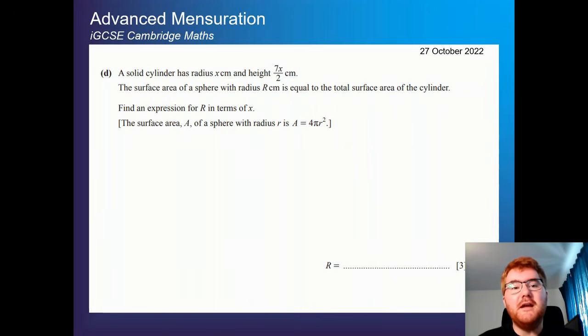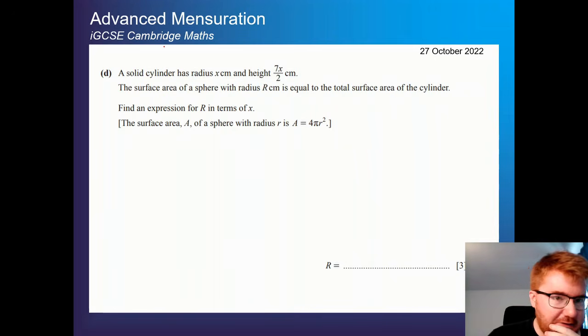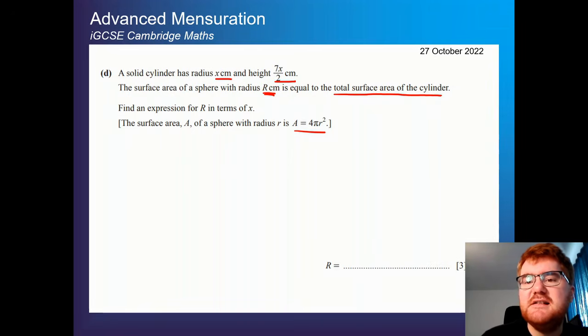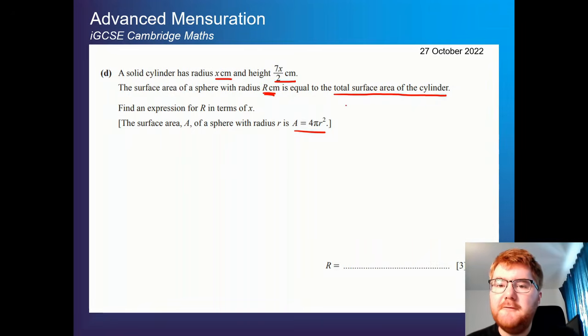And now we're going to go into a more algebraic approach here. A solid cylinder has radius x and a height of 7x over 2 centimeters. The surface area of a sphere, which we're given here, 4 pi r squared, with radius capital R in this case, is equal to the total surface area of the cylinder. That's sneaky, total surface area. Now the formula for that is a little bit more complicated.